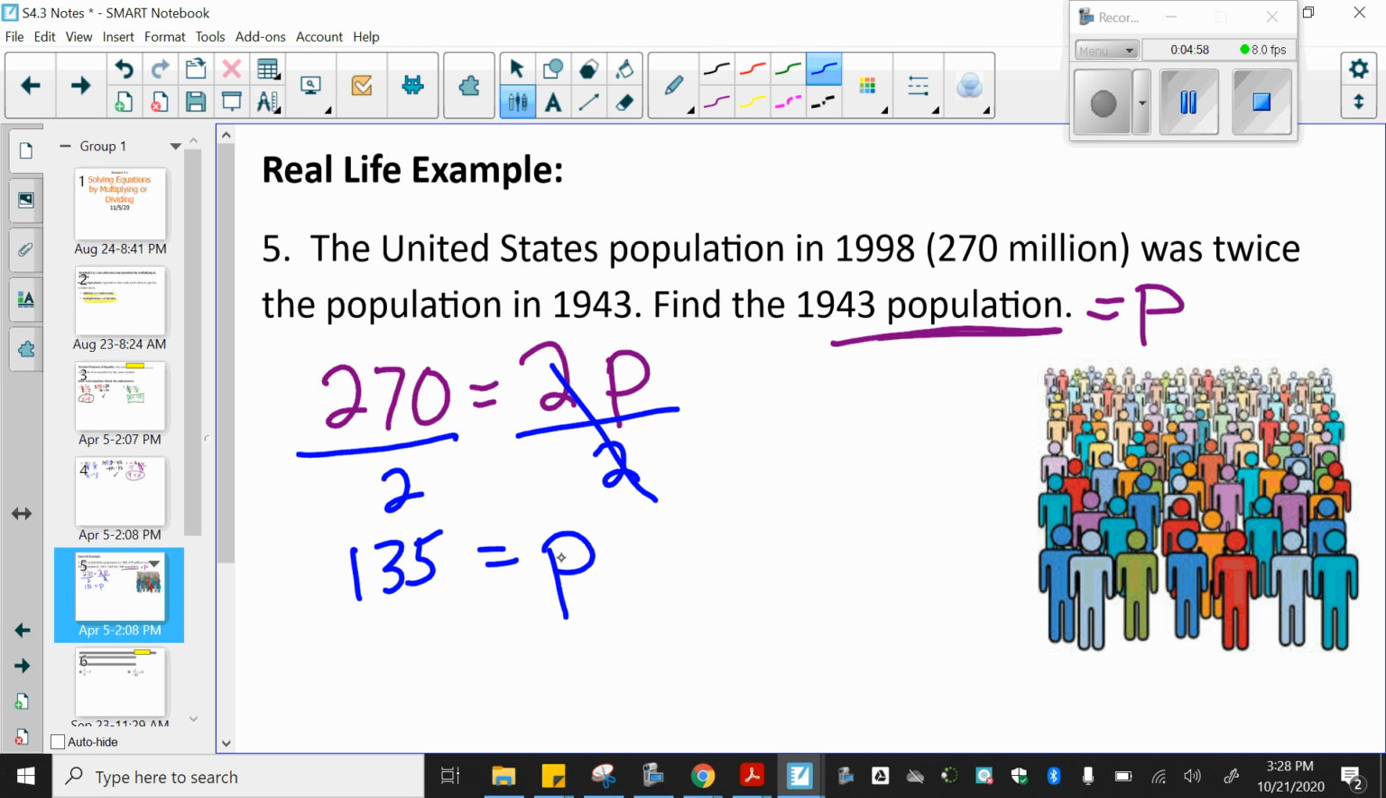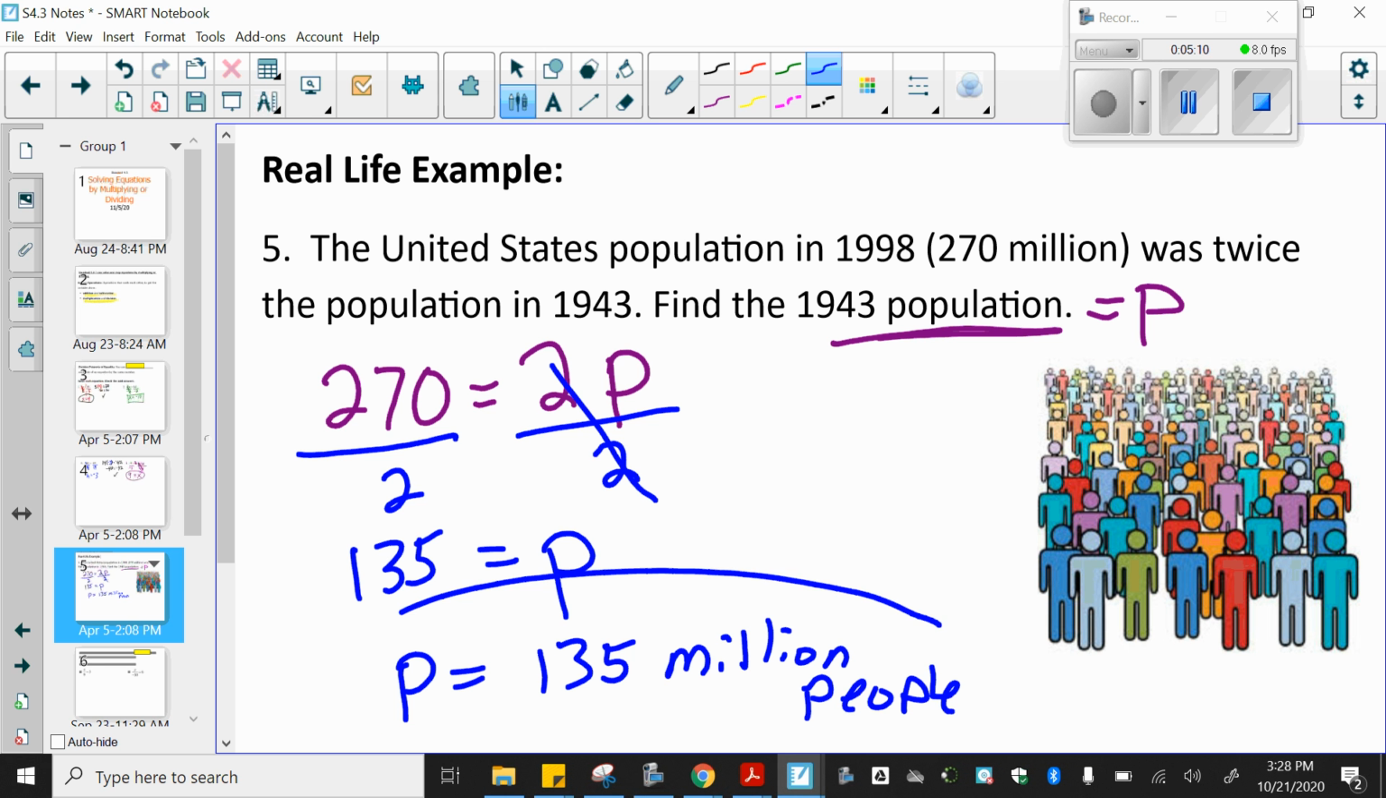And we actually want to say P equals 135 million people. That sounds right, right? We know that 1998 was bigger than 1943, right? 270 million is double 135 million.